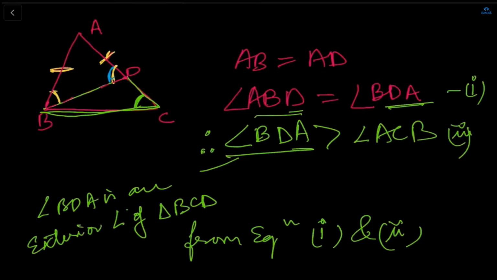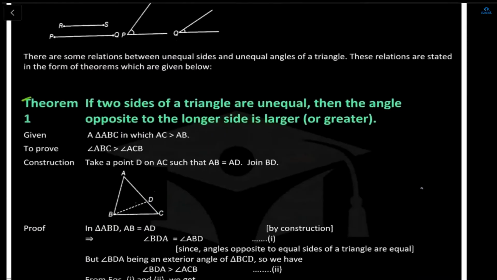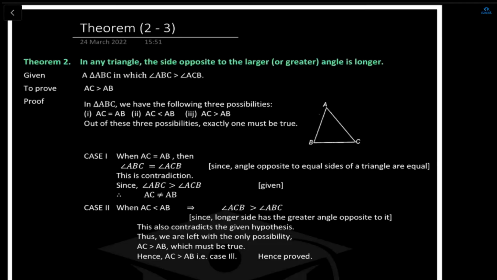So let's see. This is the first theorem: the angles opposite to the unequal sides, meaning the side which is longer, the angle opposite to the longer side will also be larger. Now we will see the converse of this theorem too: the side opposite to the greatest angle will be greatest. In any triangle, the side opposite to the larger or greater angle is longer. जो side greatest angle या larger angle के opposite होगी, that will also be longer.